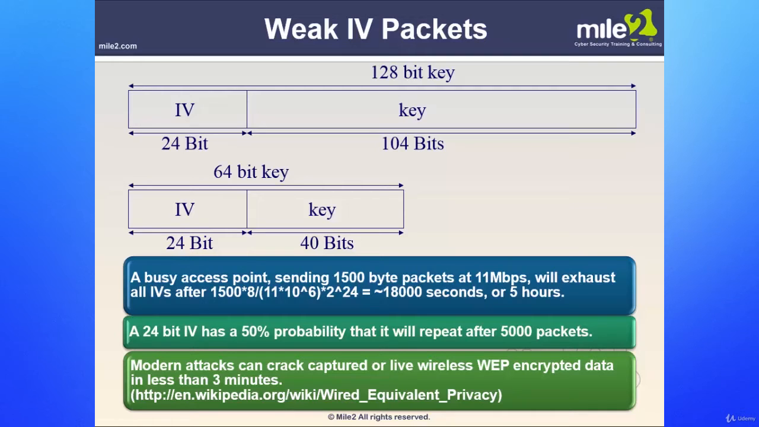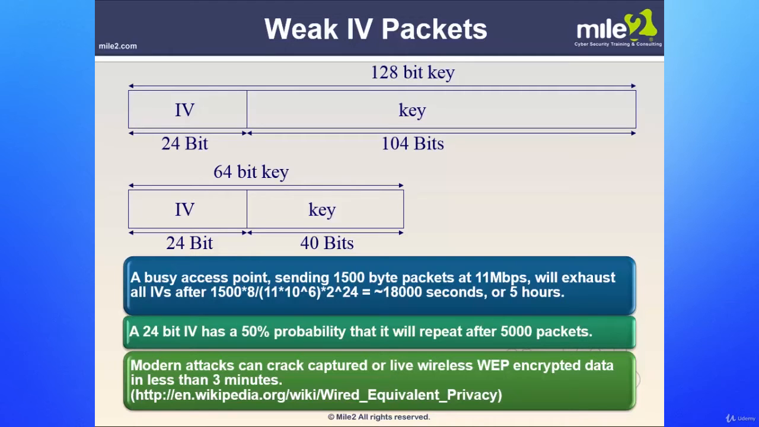Now you can see some of the issues there, right? So when we have a busy access point sending around 1,500-byte packets at 11 megabits per second, after about 5 hours, we'll actually exhaust all of the IVs possible within that 24 bits. A 24-bit IV has a 50% probability that it will repeat after 5,000 packets. And modern attacks can crack captured or live wireless WEP encrypted data in less than 3 minutes. And we can pretty much say it's in less than a minute nowadays.